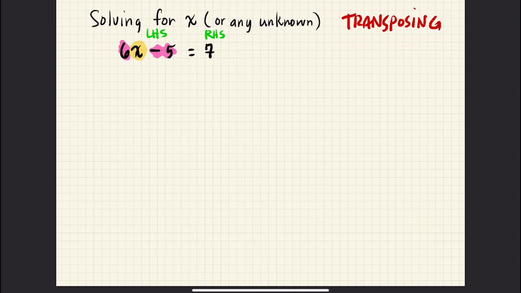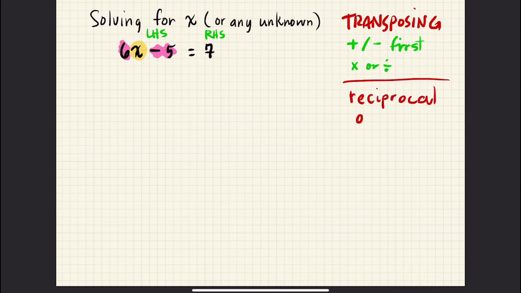Now, there is an order in transposing. We add or subtract first, before we multiply or divide. Also in transposing, we talked about reciprocal operations, meaning add and subtract are partners, multiply and divide are partners. It's like the opposite, because we want to cancel things.